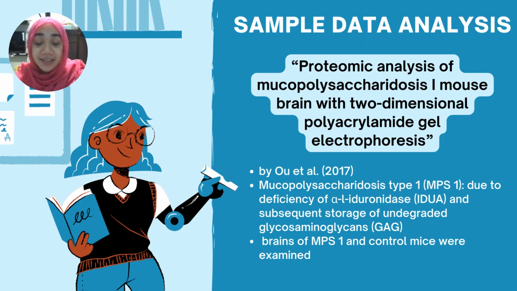Sample data analysis. In order to study mucopolysaccharidosis type 1 or MPS1, which results in an accumulation of glycosaminoglycans that have not been degraded due to deficiency in alpha-L-iduronidase, Wu et al. in their paper entitled Proteomic Analysis of Mucopolysaccharidosis 1 Mouse Brain with Two-Dimensional Polyacrylamide Gel Electrophoresis employed 2D SDS-PAGE. Using 2D SDS-PAGE, the brains of MPS1 and control mice were examined in order to find possible biomarkers.